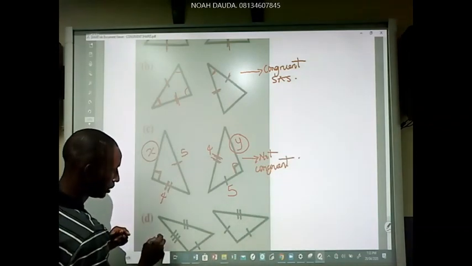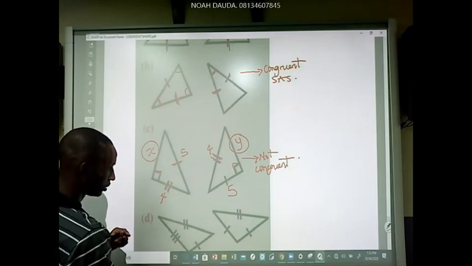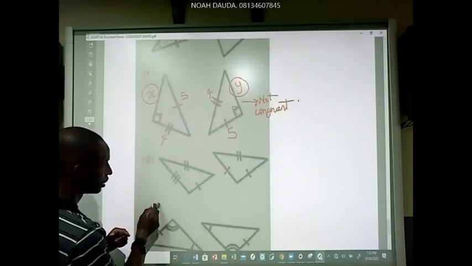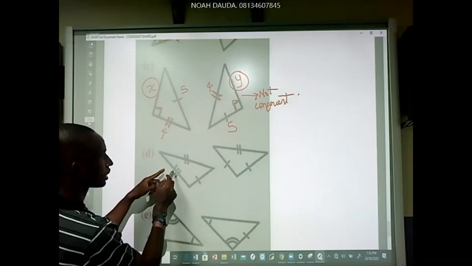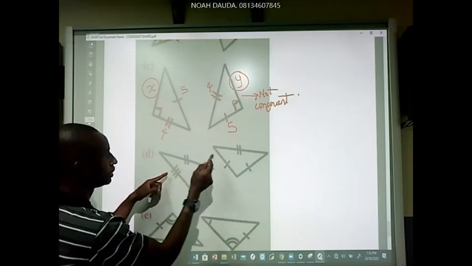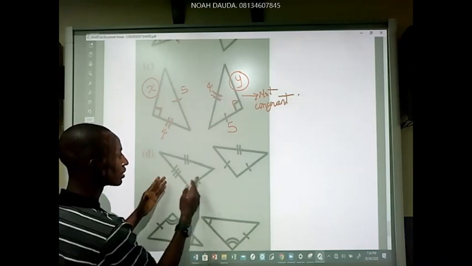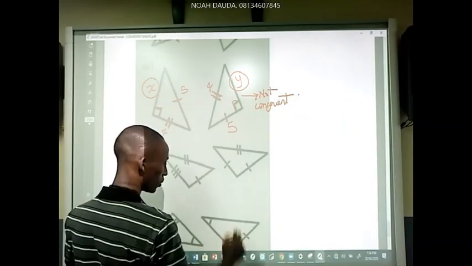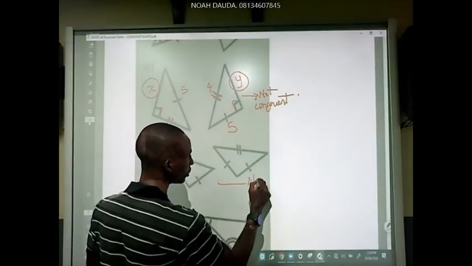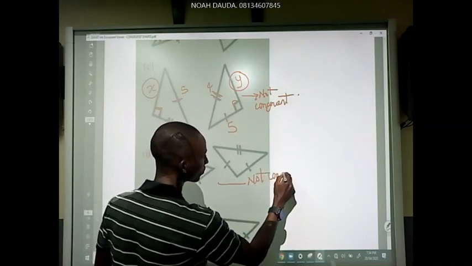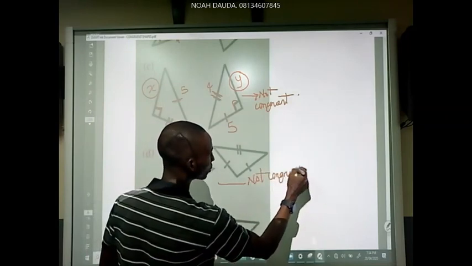And let's take a look at the D part of the question. The D part of the question, what does it say? So let's take a look at this together. This has 3 lines. This has 2 lines, 1, 1. So we are looking at the sides are not the same. As a result of that, we conclude that it is not congruent. And it has no condition.